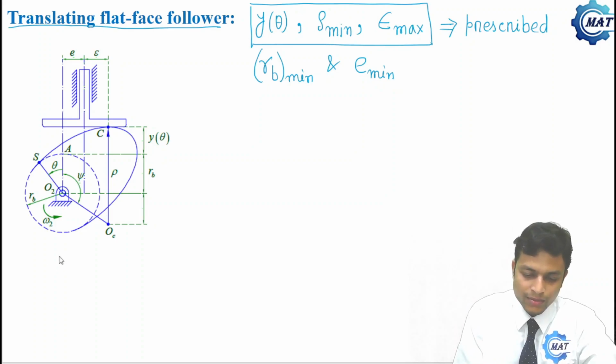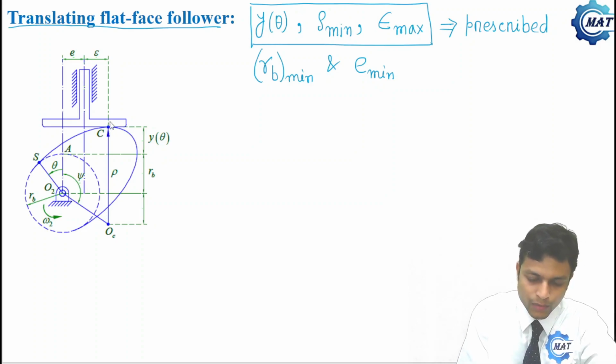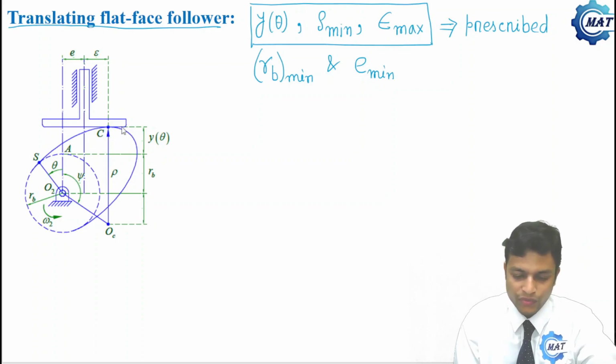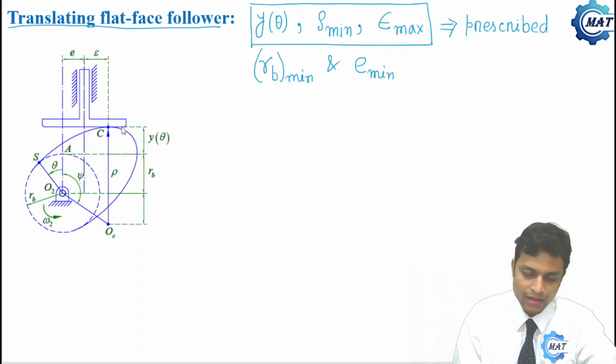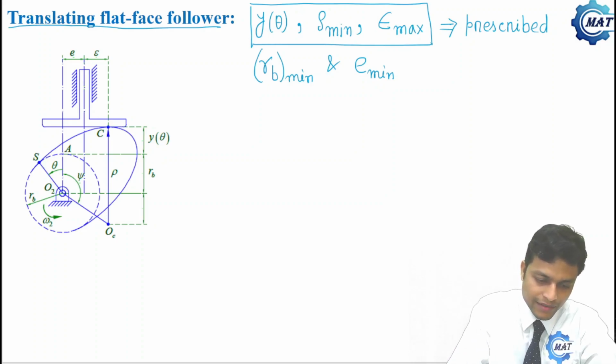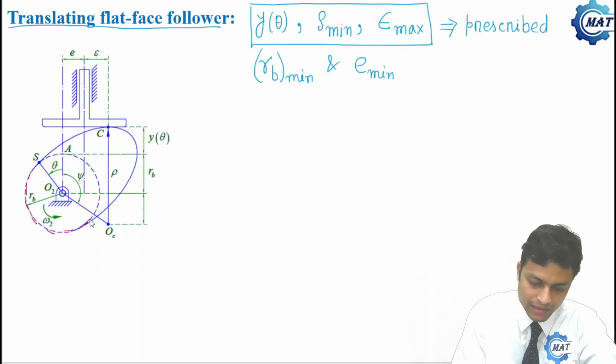So this is a flat face follower, where C is the contact point between follower and cam. This is the base circle radius, denoted by RB. O2 is the cam center here.